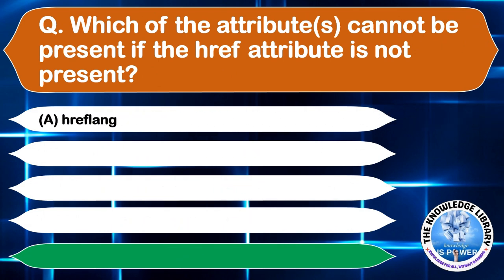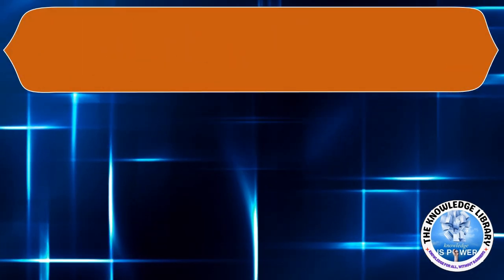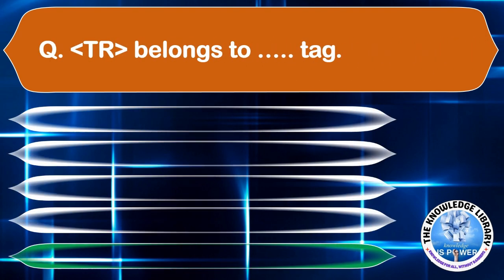The next question is, which of the attributes cannot be present if the href tag is not present? Option A, hreflang. Option B, rel. Option C, target. Option D, all of these. The correct answer is option D, all of these.